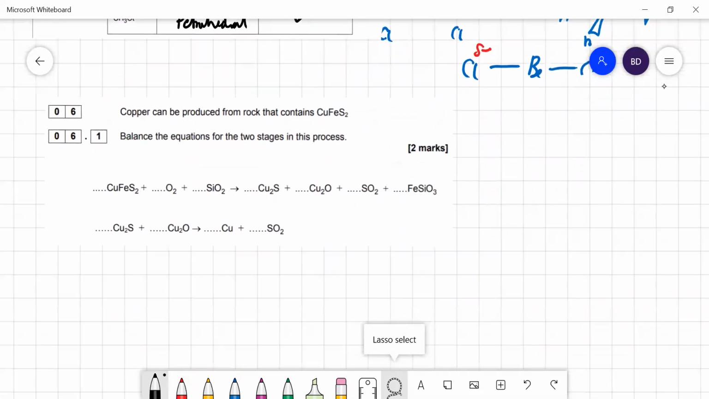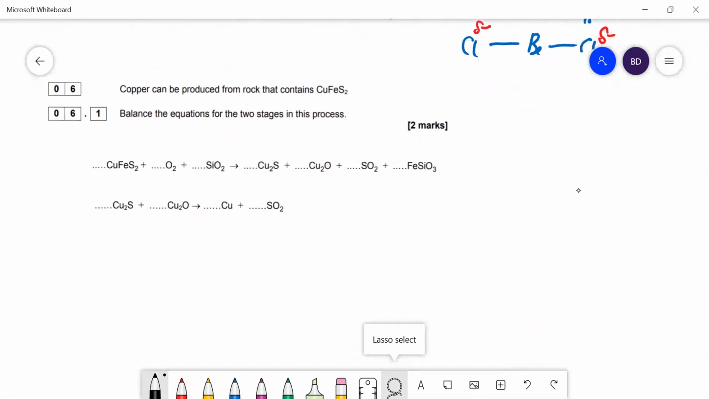Right, this one now. Copper can be produced from rock that contains Cu, we've got there, CuFeS2. Balance the equation for the 2 stages in this process. Okay, this is a horrendous equation to balance. So let's have a look at this one here.